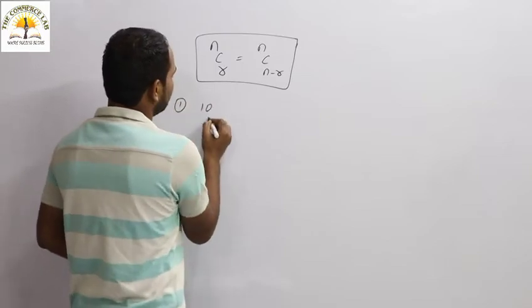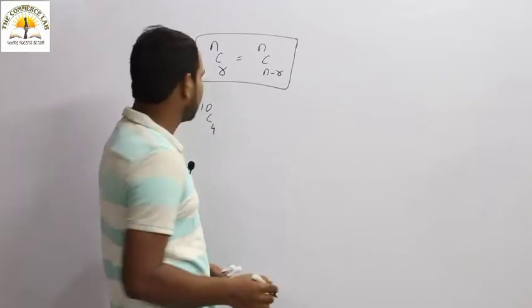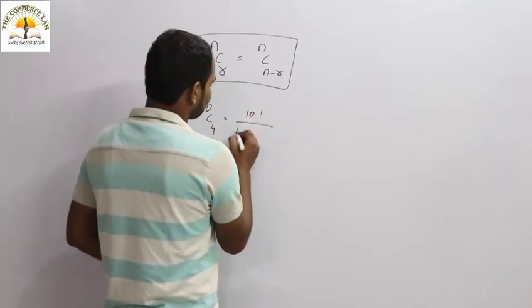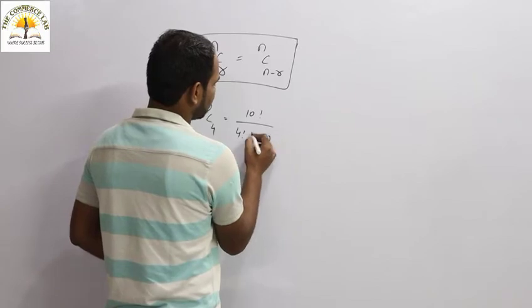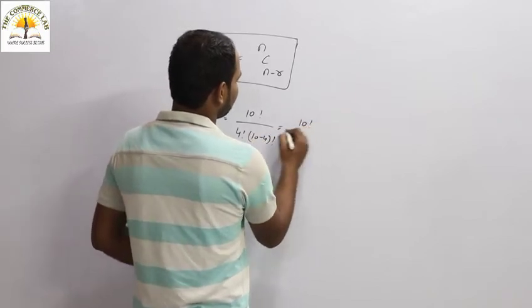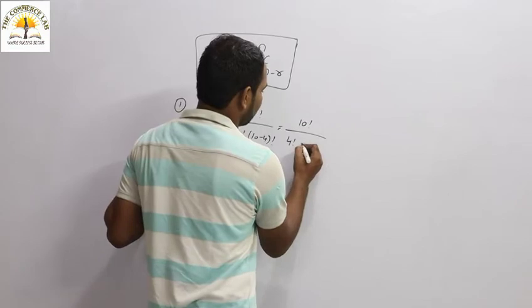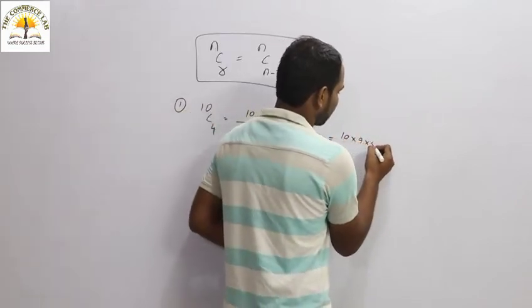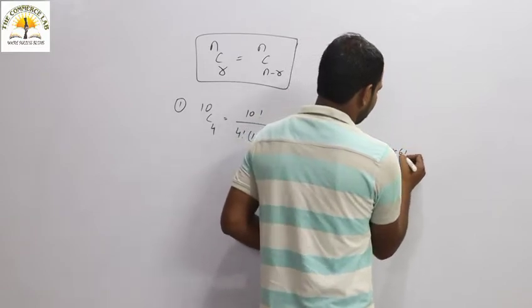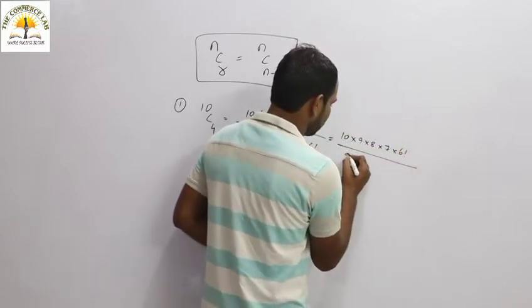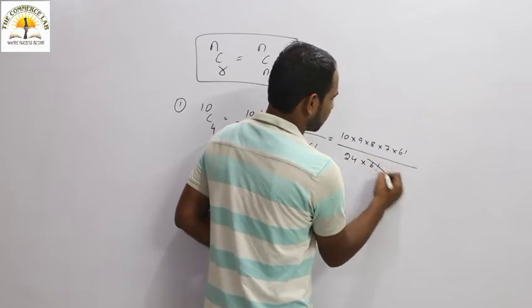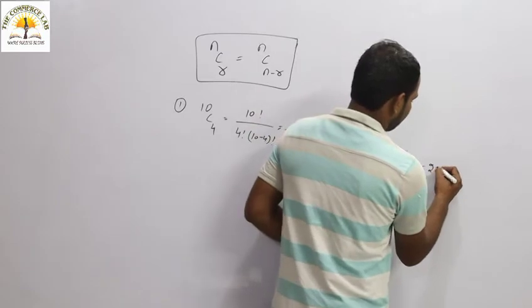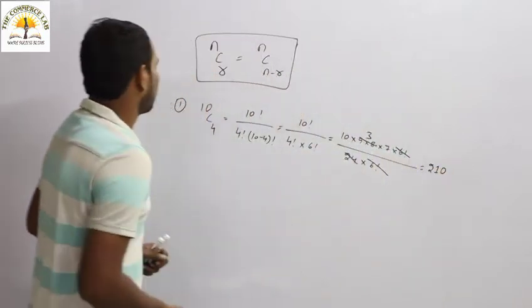Find out 10C4. So 10C4 is 10 factorial by 4 factorial into (10 minus 4) factorial. So 10 factorial divided by 4 factorial multiplied by 6 factorial. So 10 into 9 into 8 into 7 into 6 factorial by 4 factorial, which is 24, into 6 factorial. 6 factorial and 6 factorial get cancelled. 24 goes into it, so we get 210.